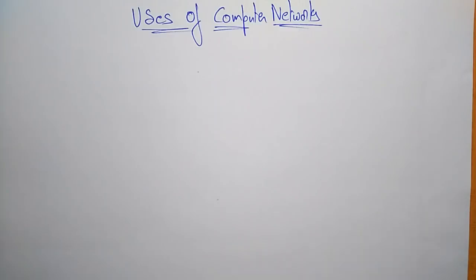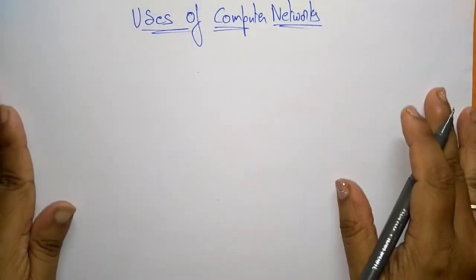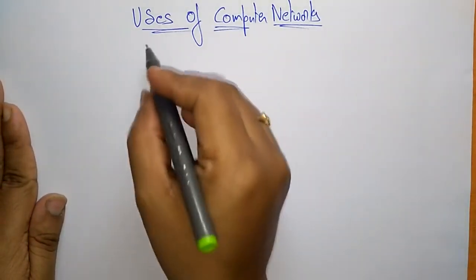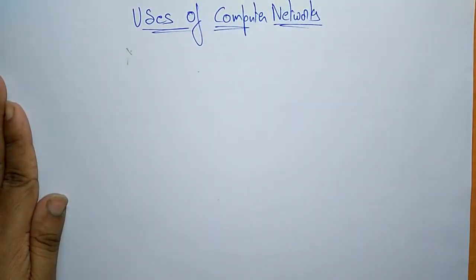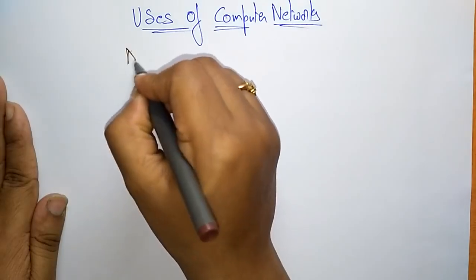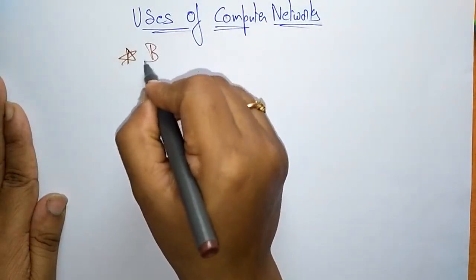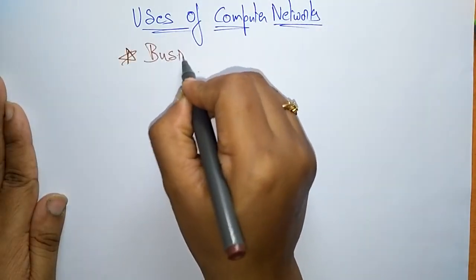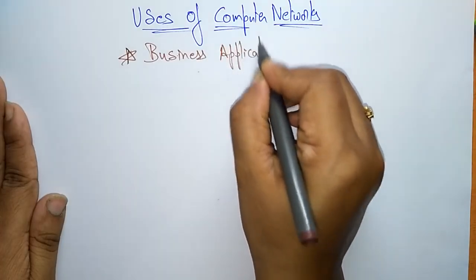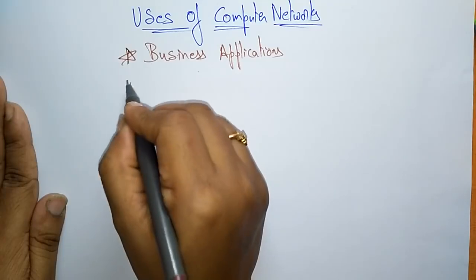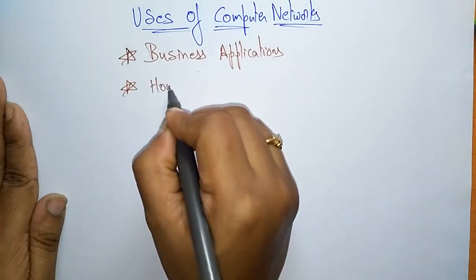Hi students, coming to the next topic, that is the uses of computer network. So in which areas are we using these computer networks? Now let us see that a computer network can be used in business applications, or it can be used in home applications.